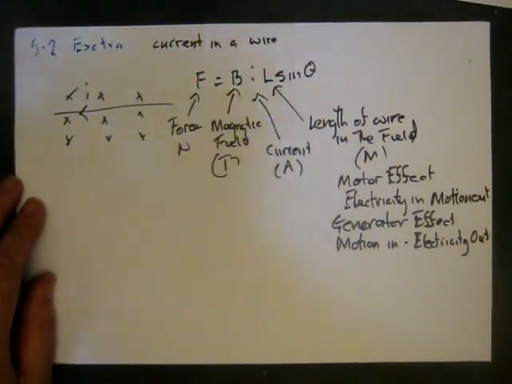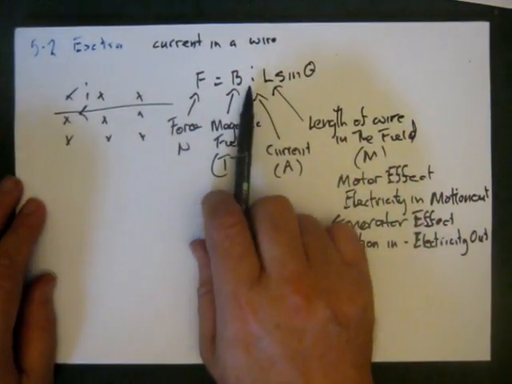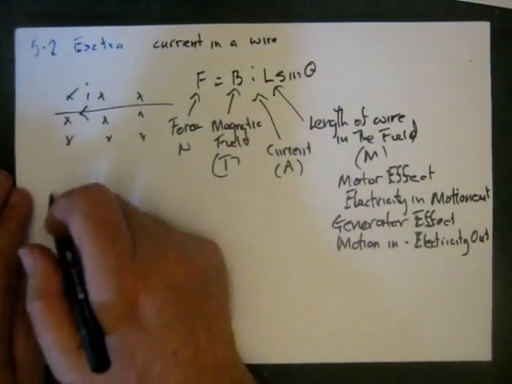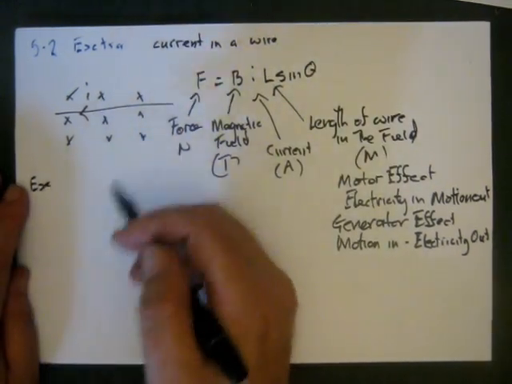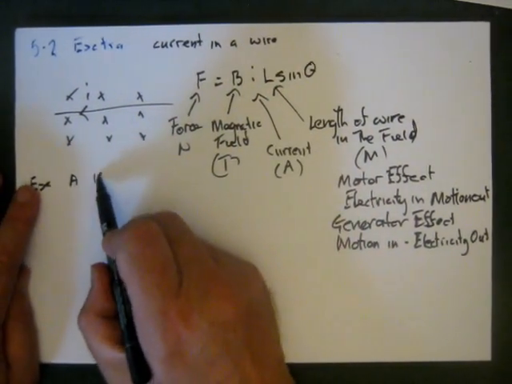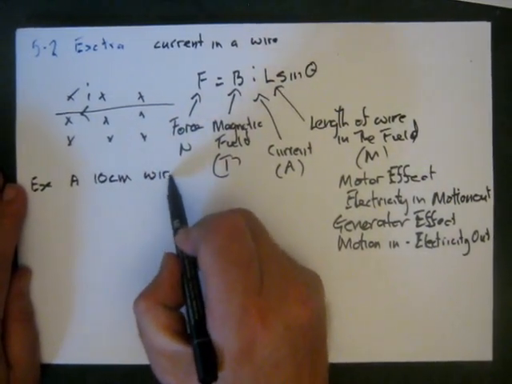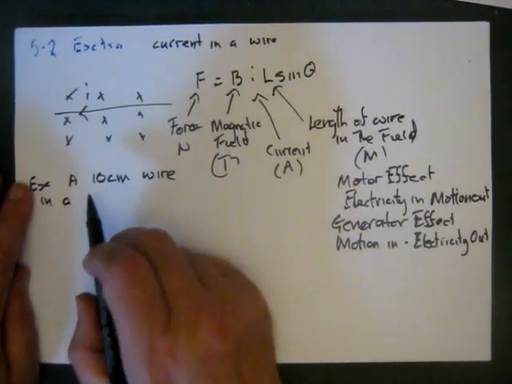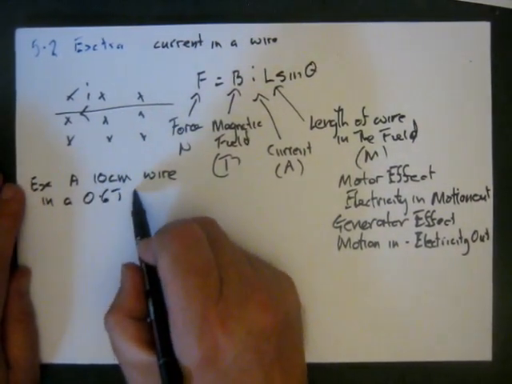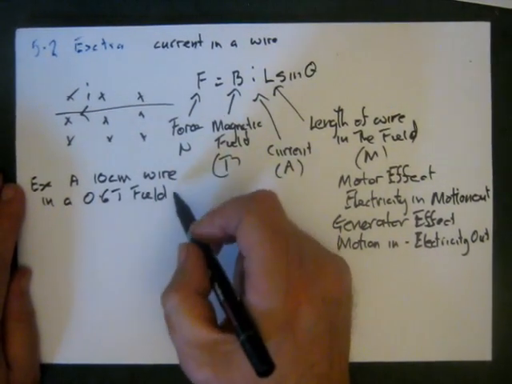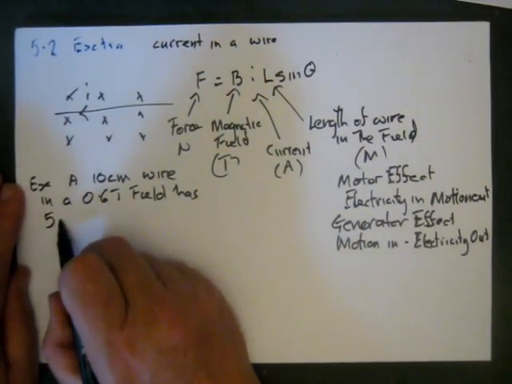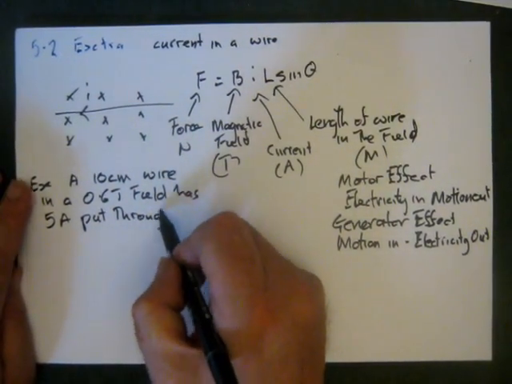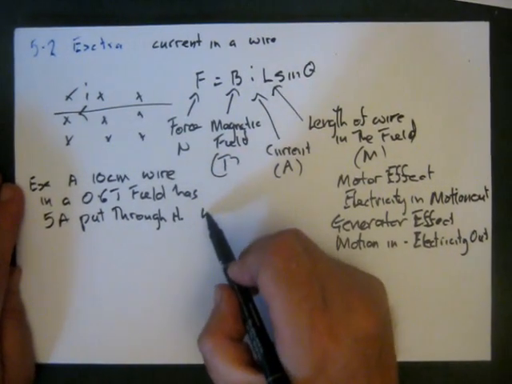We go and stick current through there, we put electricity in, it creates a force, and if it can, it will move. So let's do an example. A 10 centimetre wire in a 0.6 Tesla field, so we're going to be using Newtons. It has 5 amps put through it. What is the force?